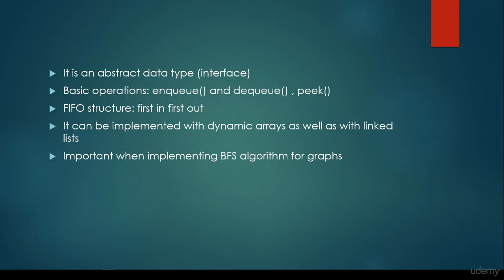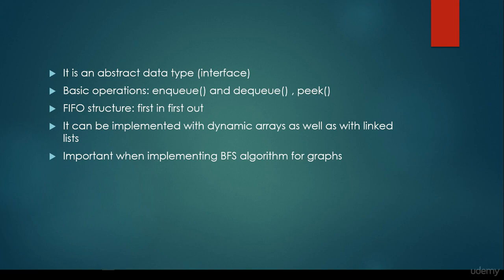So basically a queue is an abstract data type, or in Java it is an interface. There are three basic operations for the queue. The enqueue, basically this is adding data to the queue abstract data type. We have the dequeue operation, removing items from the abstract data type, and we have the peek.